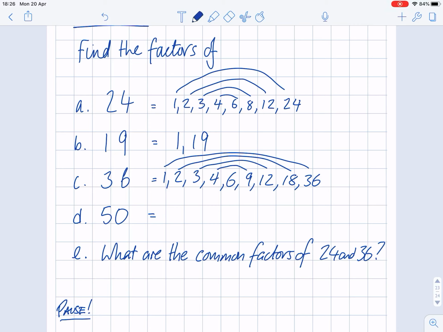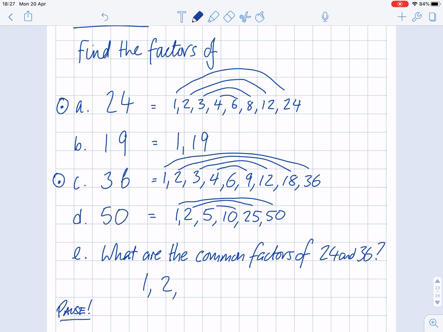And then the last one, 50. The factors of 50 are 1, 2, 5, 10, 25, and 50. And again, if we think about our pairs, we've got 1 and 50, 2 and 25, and 5 and 10. What are the common factors of 24 and 36? Which numbers appear in both this list and this list? 1, 2, 3, 4, 6, and 12. So they are the common factors of 24 and 36.